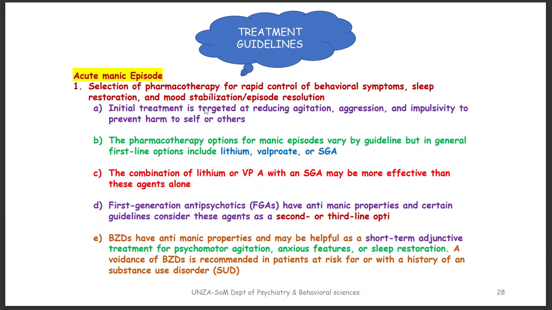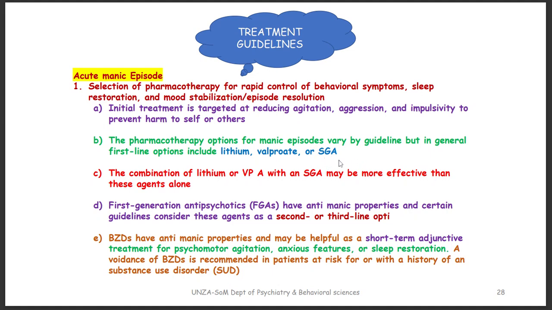So initial treatment is to reduce agitation, because if someone is hyperactive like that, they will be aggressive, impulsive. So I want to prevent them from harming themselves and also harming others. So the pharmacotherapy option for the manic episode, the first line will be lithium and valproate or valproic acid, and also the second generation antipsychotics. So please don't forget these three: valproic acid, lithium, and second generation.